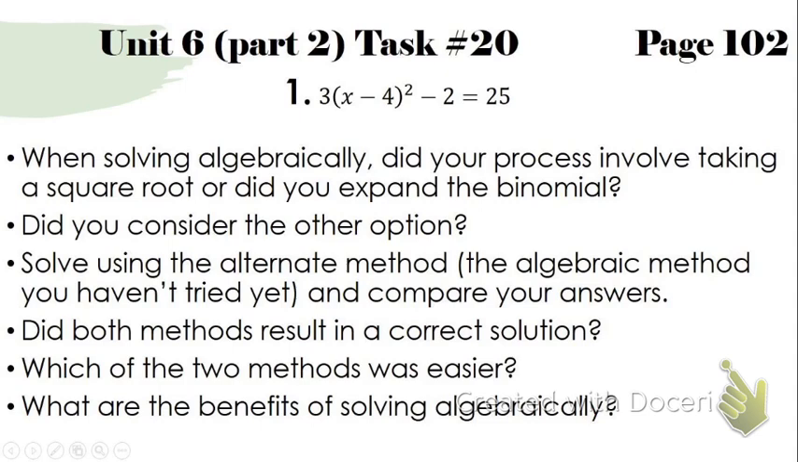These are just some questions that I had for myself, and rather than walk around with sticky notes, I put them up here. We looked at the method of taking a square root, and a lot of people had recommended expanding the binomial. That's what it is when we double distribute. That's called expanding the binomial. Did you consider the other option? For those of you that did double distributing, did it occur to take a square root?